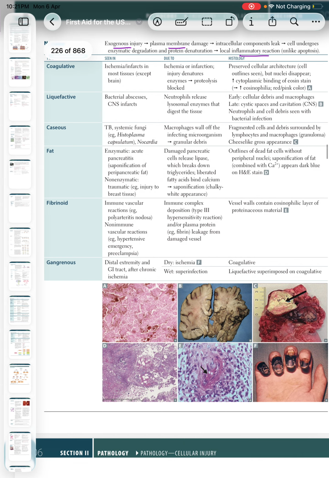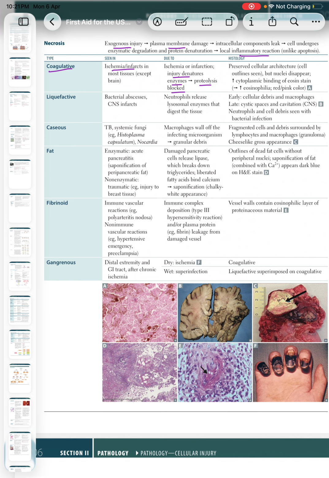First one is the coagulative necrosis. It is seen in ischemia or infarcts in most tissues except the brain. Coagulative necrosis is seen in all parts of the body and it is due to infarction or ischemia, and the exception is the brain. Now, why does it occur? Ischemia or infarction occurs, and the injury denatures the enzymes, which leads to the blockage of proteolysis.